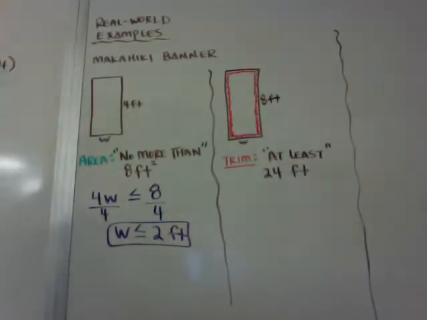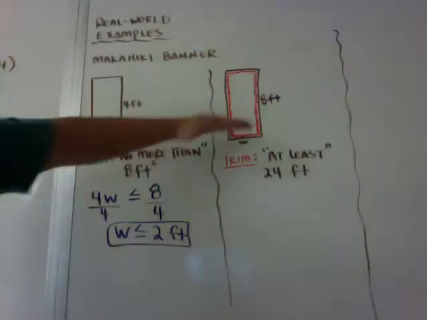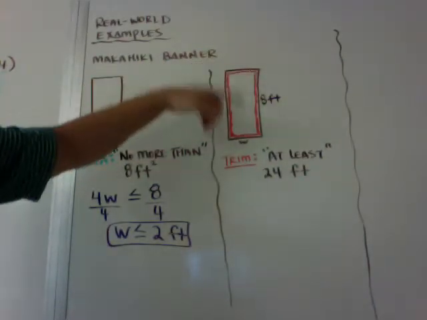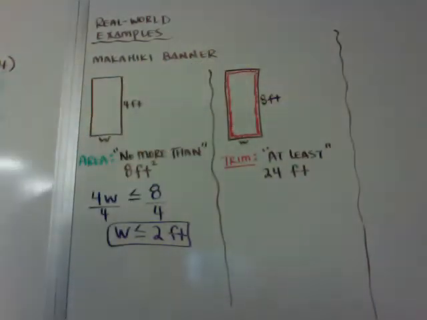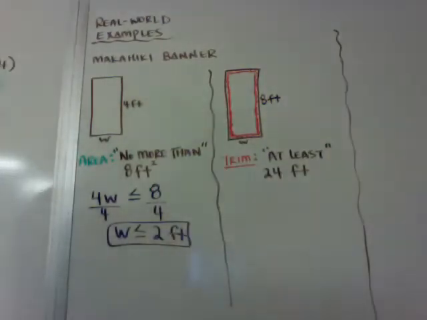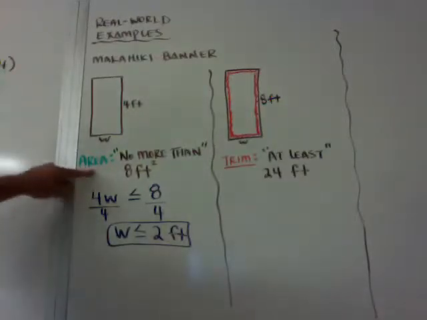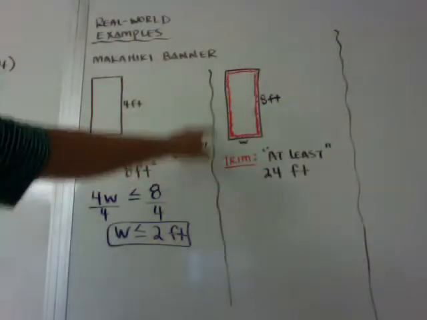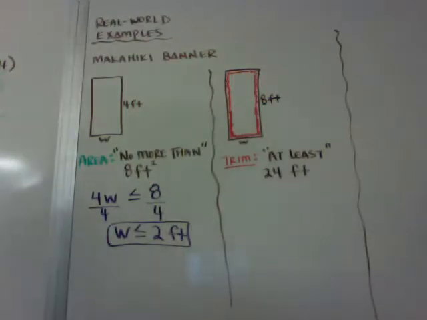Now we're making a bigger school banner. And this one's going to be 8 feet tall. You can see that. And we're not sure about the width. But in order for people to see it, it needs to be pretty big. So what they're saying is the trim around it, and you can see my red trimming around it. The trim around it has to be at least 24 feet. Okay, so in this one we used area. In this one with the trim, we're going to use perimeter.